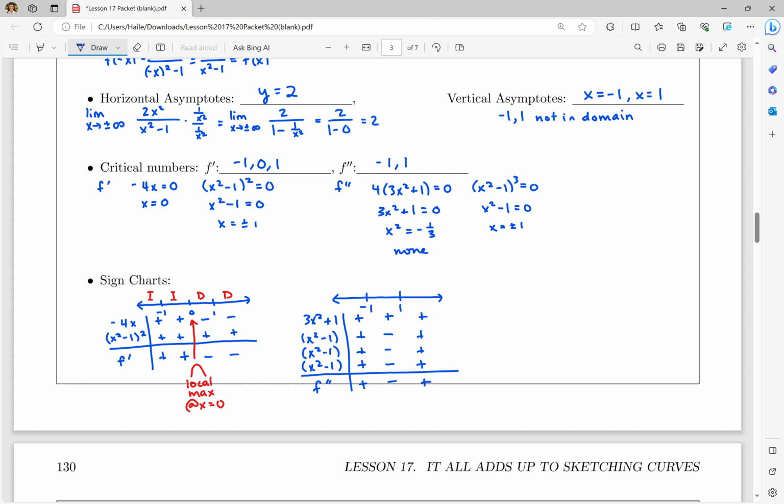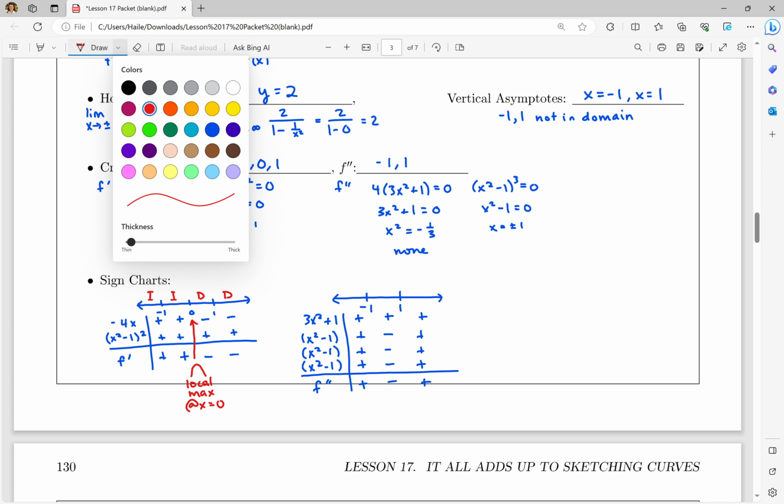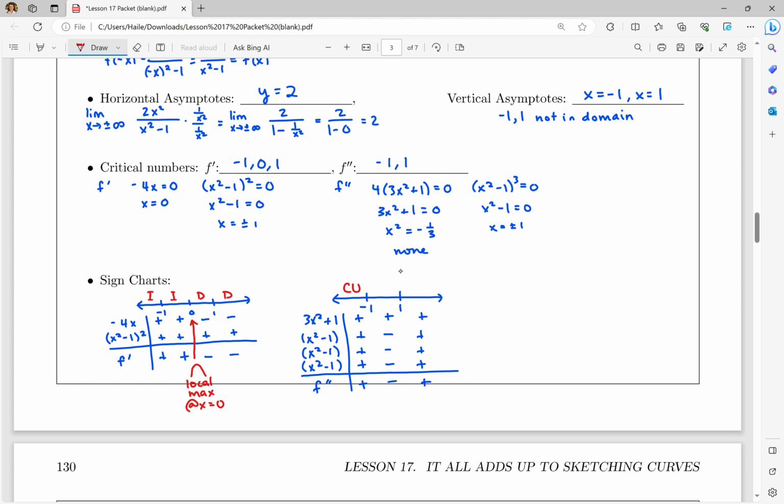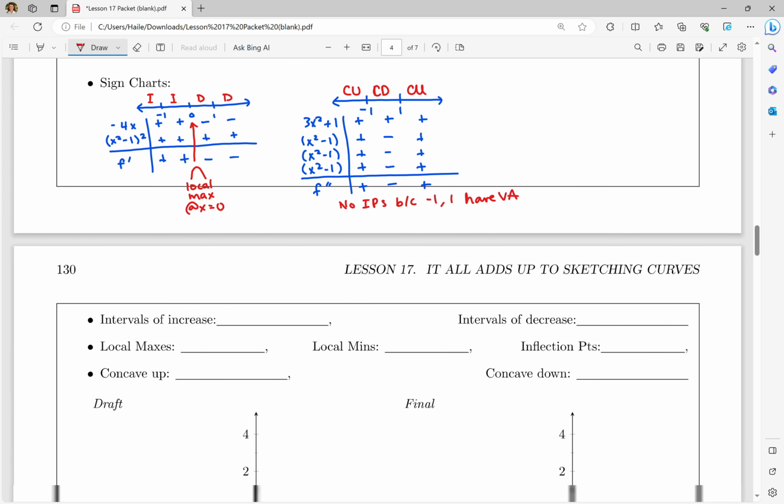Okay, now here's where it gets confusing. So the concavity has flip-flopped across -1 and 1, but -1 and 1 are actually not inflection points. And why is that? Well, the function is not continuous at -1 and 1. So here we have concave up, concave down, concave up, but no inflection points because -1 and 1 have vertical asymptotes. Okay, so let's write all of this into our blanks.